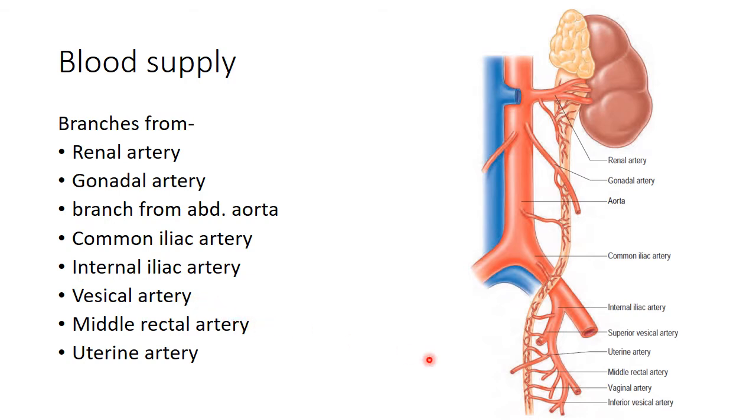Then there is a branch from the middle rectal artery giving a branch to the ureter, the vaginal artery giving a branch to the ureter, and the inferior vesical artery, uterine artery. So there are so many arteries along the length giving branches to the ureter. And because of this rich blood supply at various segmental levels, it is surgically important to take care of these blood vessels while operating in the nearby area. And accidentally, we should not clamp the ureter while performing the procedure.